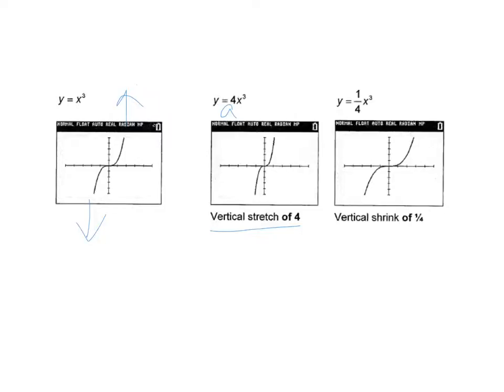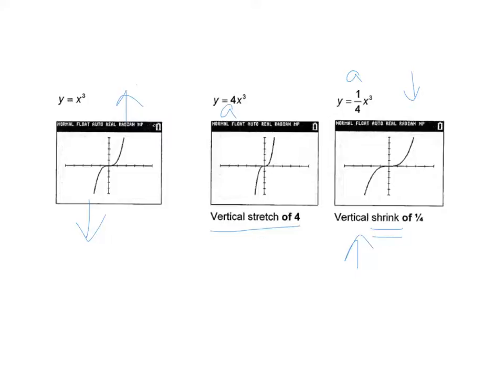For a vertical shrink, which is the next one, y equals 1/4 x cubed. Because 1/4 is less than 1, it's a vertical shrink. Think of the graph as being squashed from above and below. And that makes the graph more wide.